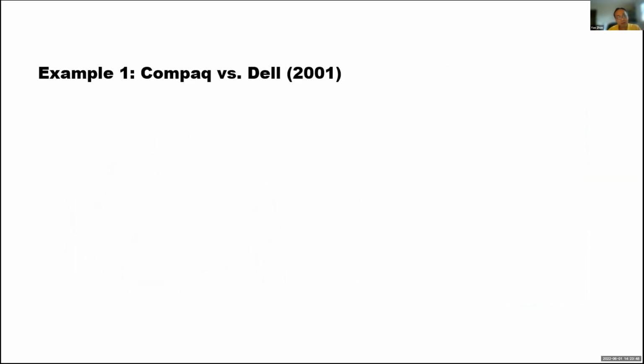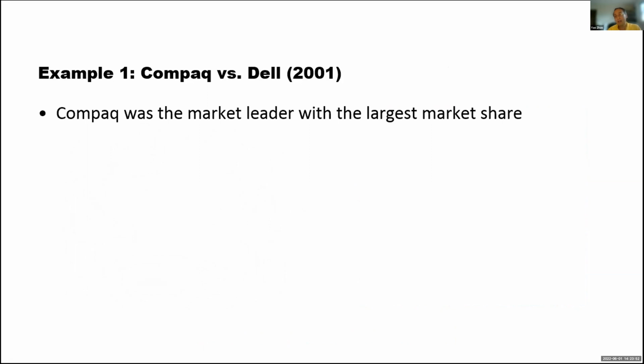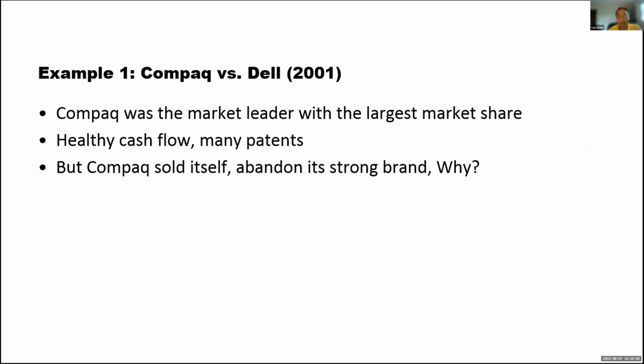That's the case of Dell versus Compaq. Compaq was the market leader around the year 2001, with the largest market share, healthy cash flows, and many patents. But all of a sudden, Compaq sold itself and completely abandoned its strong brand.